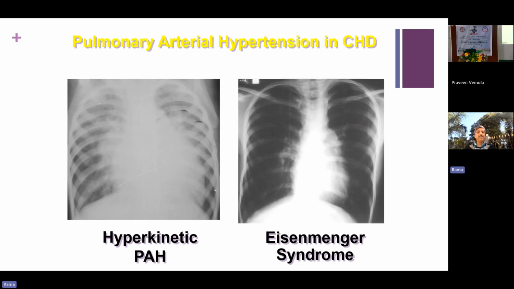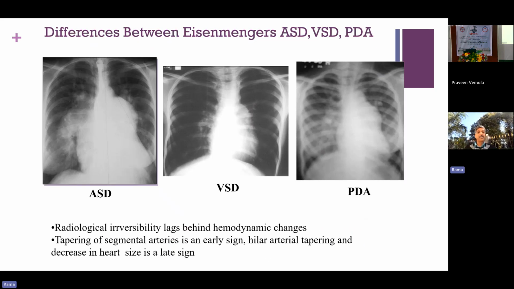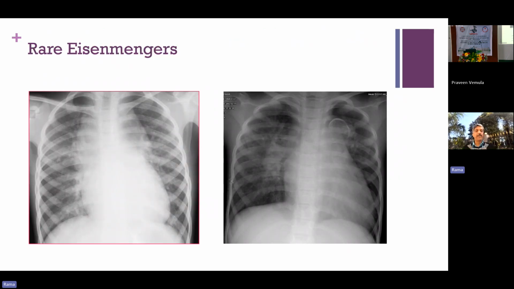So X-ray wise, another important differentiation you are supposed to make is between hyperkinetic PH and the Eisenmenger syndrome. I want to tell you the differences between ASD, VSD, and PDA, but X-ray helps you in understanding. ASD Eisenmenger classically will have right atrial and right ventricular enlargement, whereas VSD and PDA don't have any cardiomegaly, whereas the PA segment is prominent. These are the signs that you find.